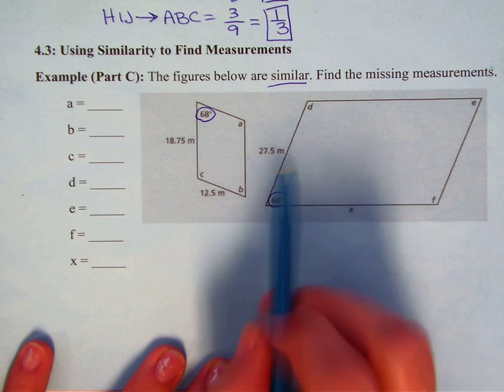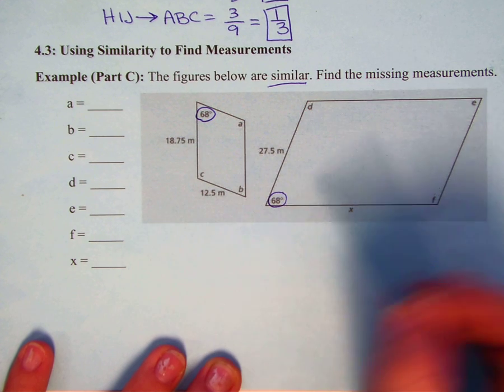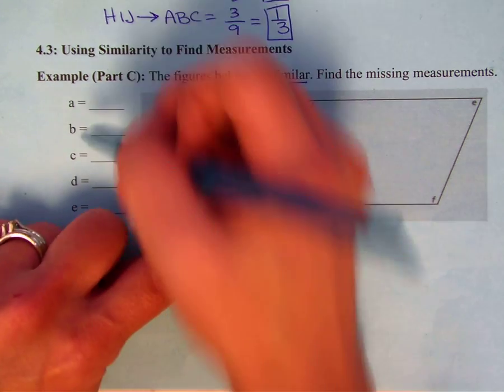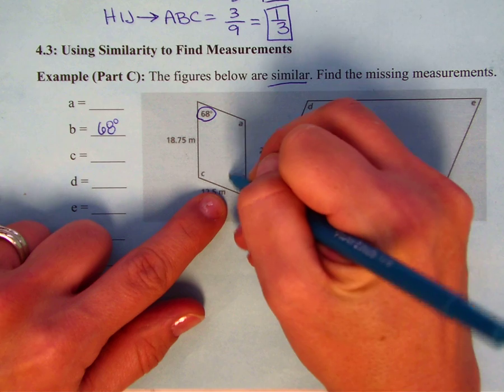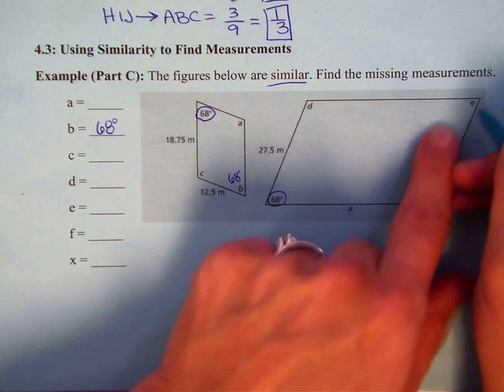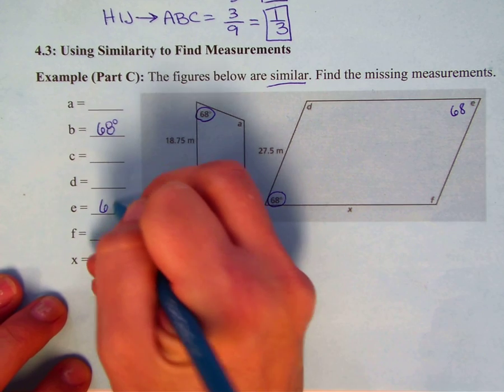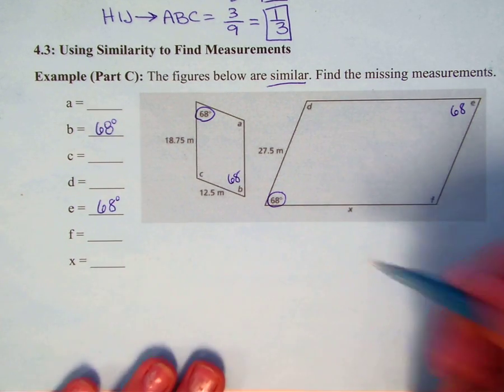parallelograms. So if you remember, in a parallelogram, the acute angles across from each other are going to be equal. So if this one's 68, I also know that B would be 68, because that is the acute angle across from it. And so would E. E would also be 68, because again, E is an acute angle and it's opposite the other 68.